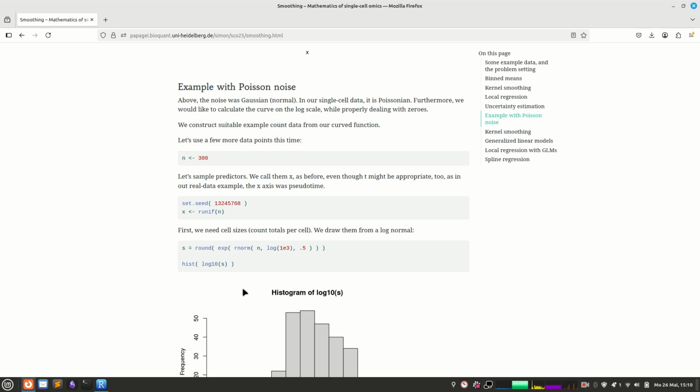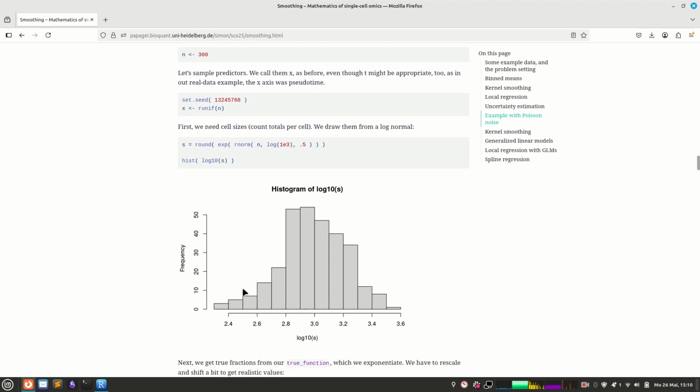And because you remember with these cells, we always had this total sequencing depth, so the total number of reads we get for a cell, which were the column sums in this count matrix. And to simulate realistic data, I also should draw them from something, and I've decided to draw them from a log normal distribution, with the mean here at 1,000, and you see it goes between 500 and maybe 3,000.